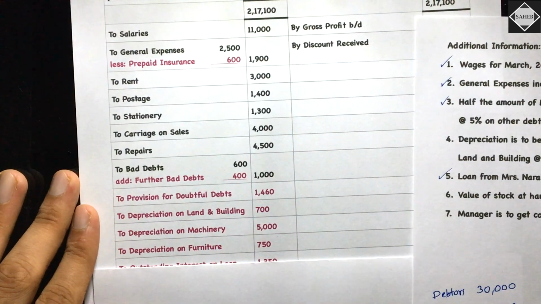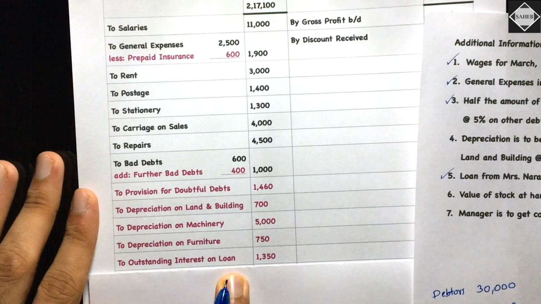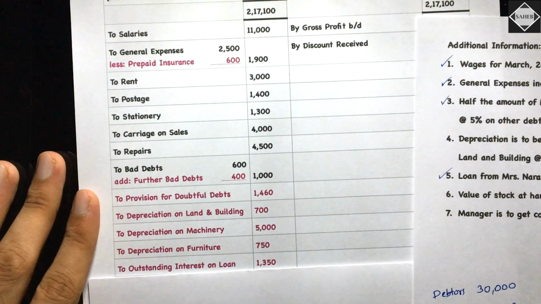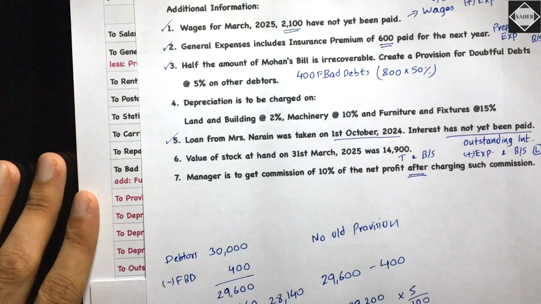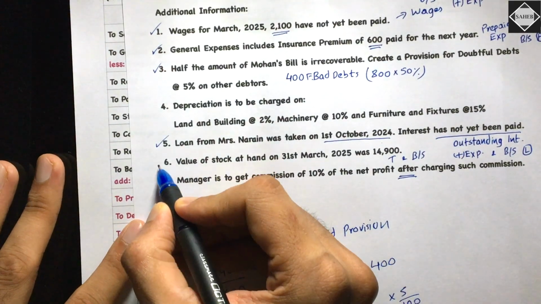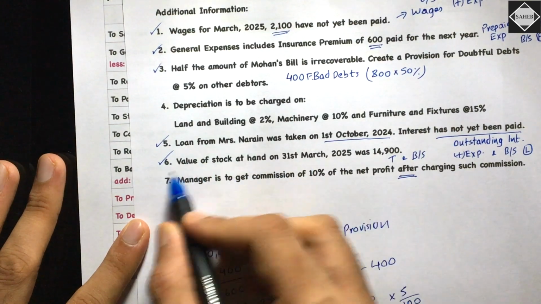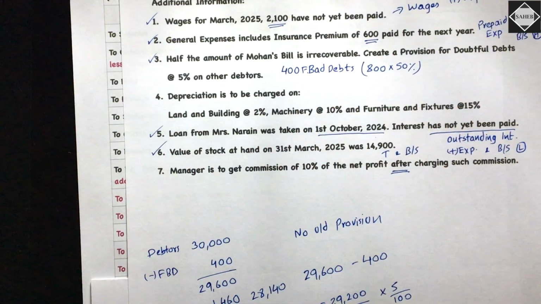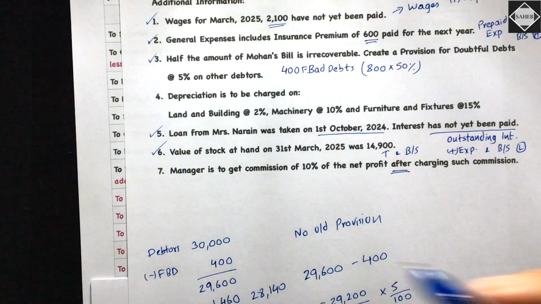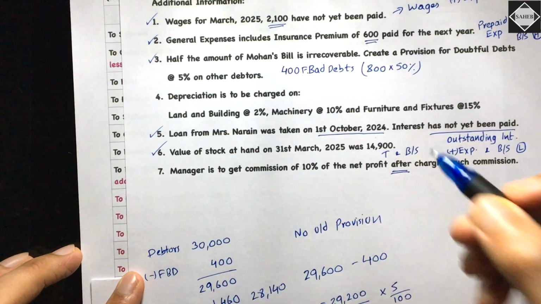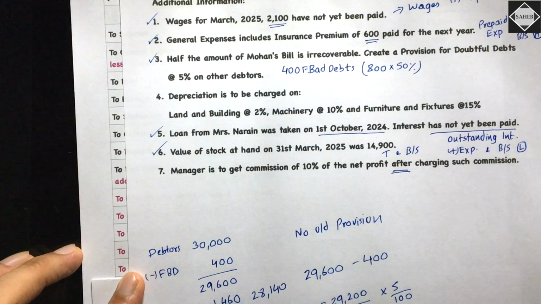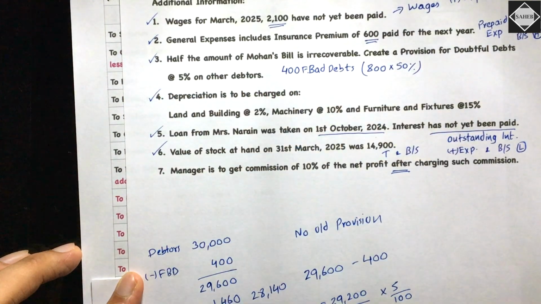So all depreciation has been taken, outstanding interest on loan also has been taken. Is it clear? Really simple and straightforward. Then what else? We have done this adjustment also, and we have taken the closing stock in the trading account. So we have to take that. And then depreciation is also done as regards to P&L.